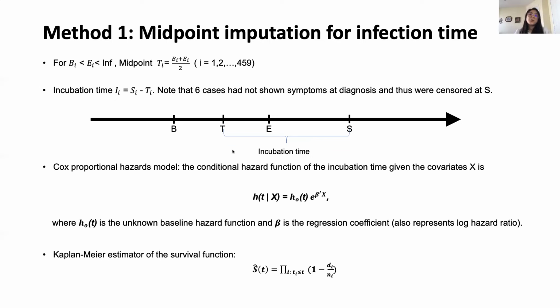We employ the Cox proportional hazard model, which is very commonly used in the time to event data. The conditional hazard function of the incubation time given the covariate X is equal to h0(t) times the exponential of beta times covariate X, where h0(t) is the unknown baseline hazard function and beta is the regression coefficient, also represents a log hazard ratio. Besides, the Kaplan-Meier method or non-parametric method is used to estimate the survival probability on the observed survival time point by this formula.